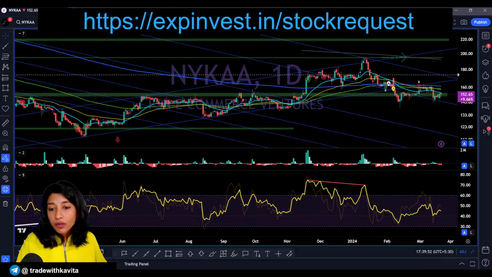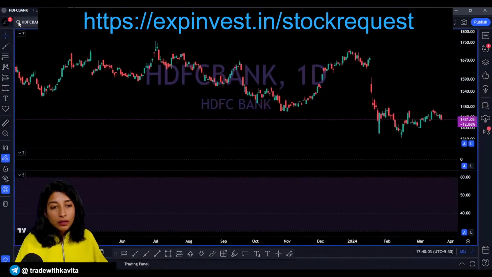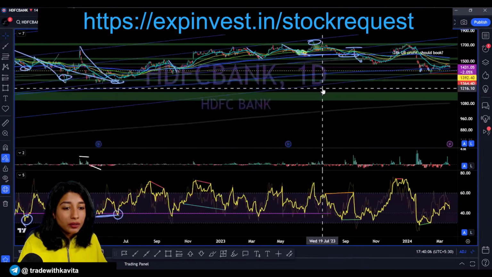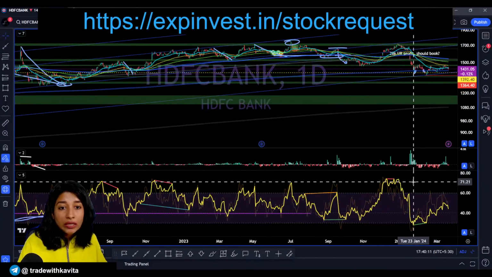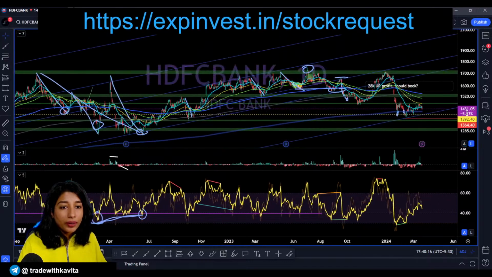Ajit is asking for analysis of HDFC Bank. Can it do better in the coming days for swing? His cost is 1460. So a slight bit of loss, but from what I can see, the underlying trend is still quite bullish, even though the overall market has declined quite a bit.